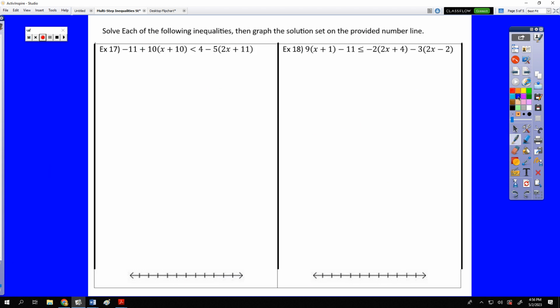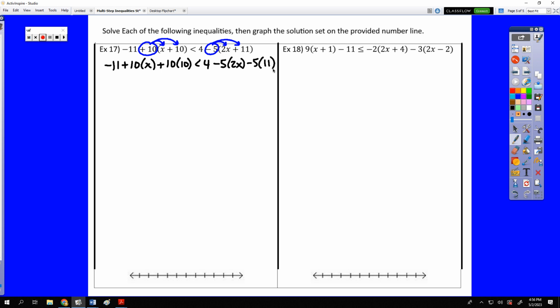Okay, so here on example 17, again, we're going to start with a distribution. This time we have one set of parentheses on each side. It does not change our approach. We still distribute to get rid of the parentheses. So we have negative 11 plus 10 times x plus 10 times 10 is less than 4 minus 5 times 2x minus 5 times 11.